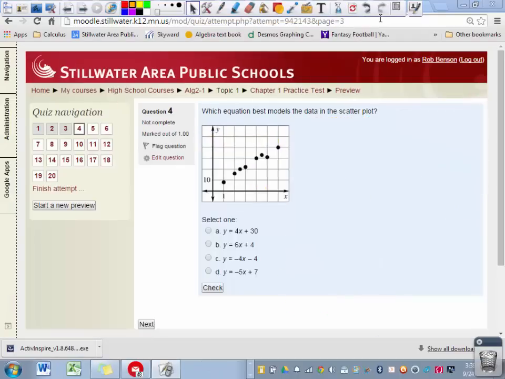Okay, so here it says which equation best models the data in the scatter plot. So we have this, and it's asking that one of these equations best models this set of data. So let's just draw our line of best fit, and then let's just kind of guesstimate what that line of best fit would be. What's the equation for this line of best fit? Well, here's my estimated line of best fit right here.